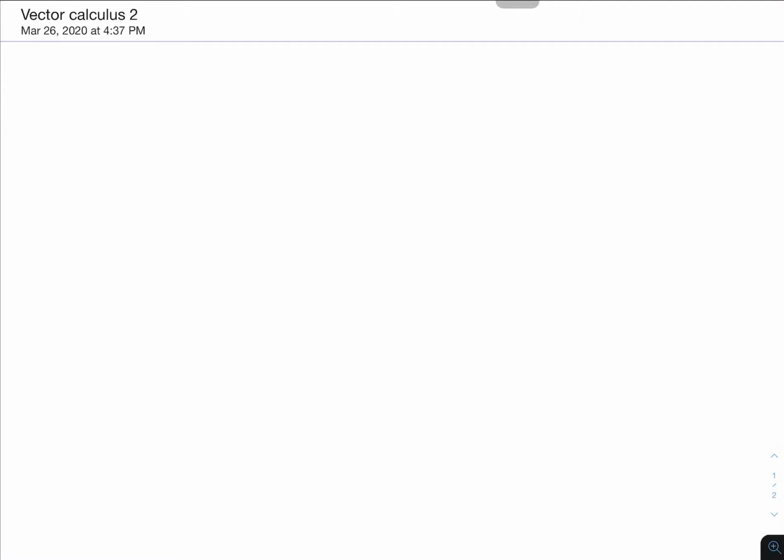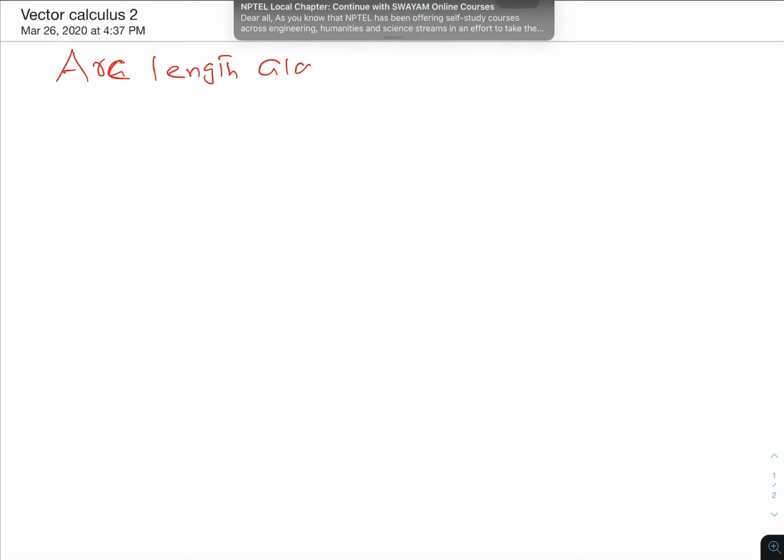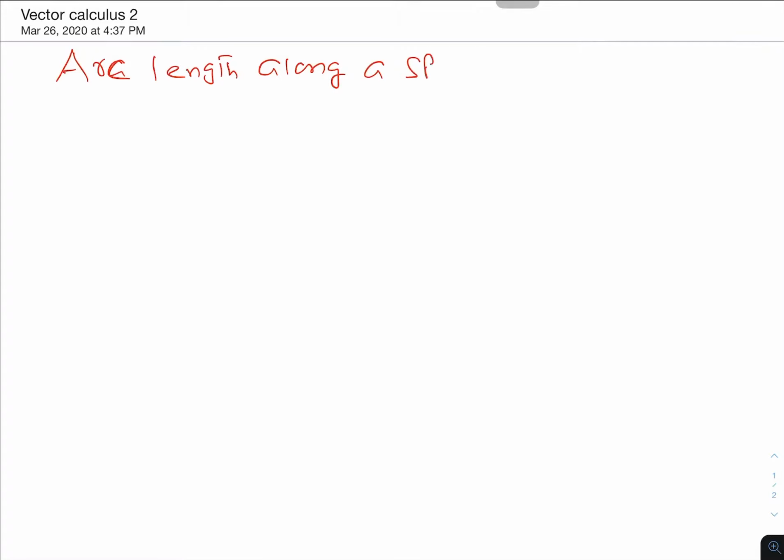Hello friends, let us take up another topic in vector calculus, which is arc length along a space curve. Here we shall calculate the arc length of a curve in space. Now that is similar to calculating the arc length for a curve in the plane.